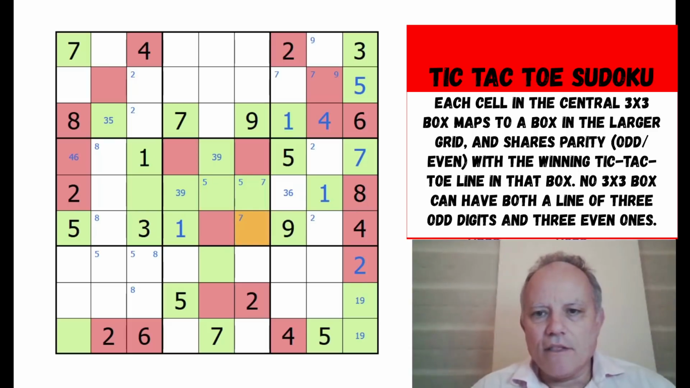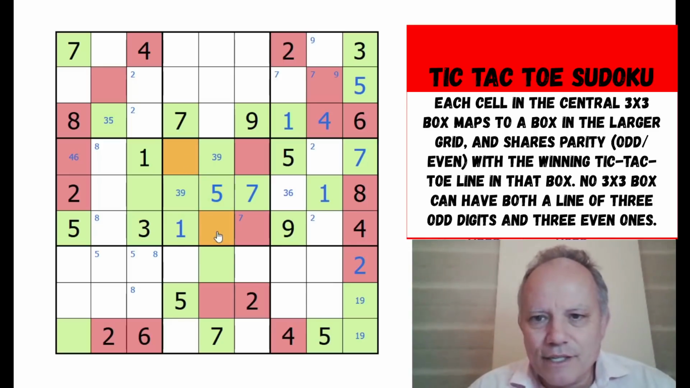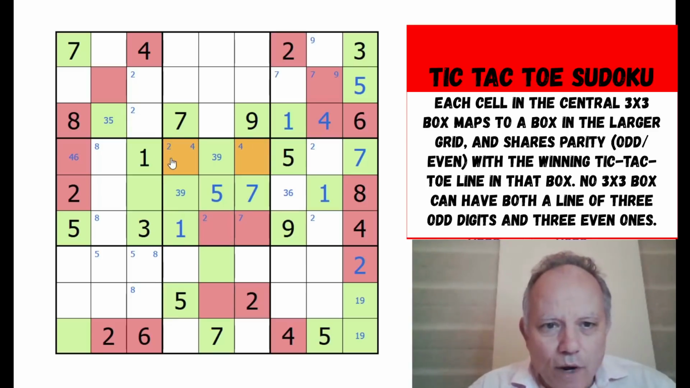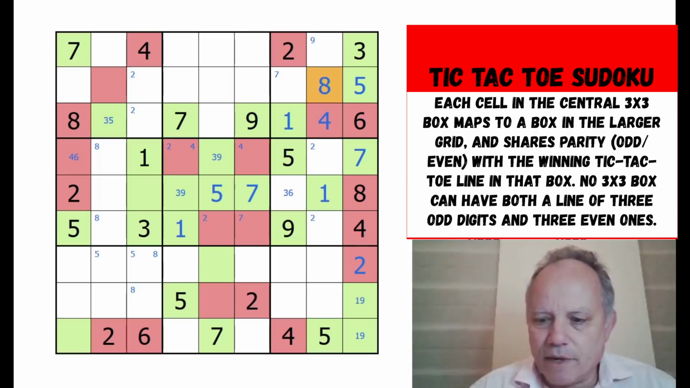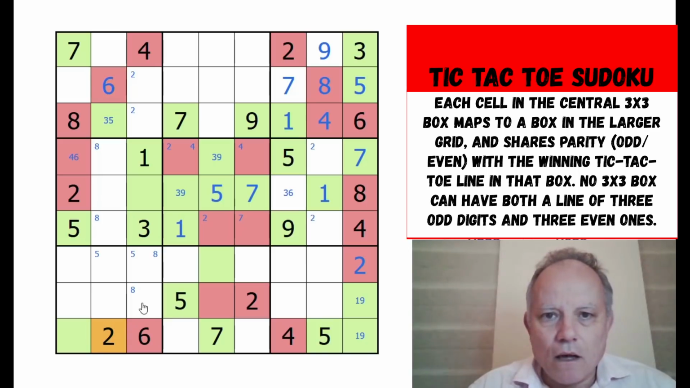This is even. That allows us to place 7 and 5. Oh, what an intriguing puzzle. So 2 in one of those, 4 in one of those. I mean, I've opened up quite a lot of this now. Yes, look, up here, that's an 8 to finish off that. In fact, we can finish the box straightforward. This one's 6 because of the 2 down here.